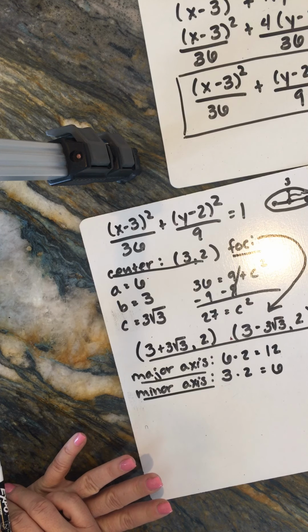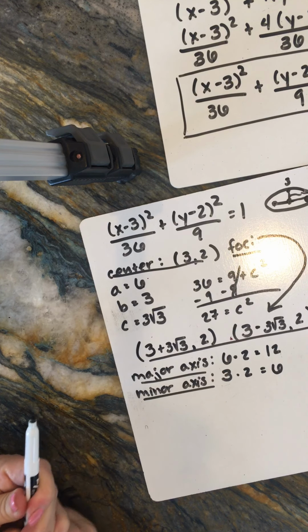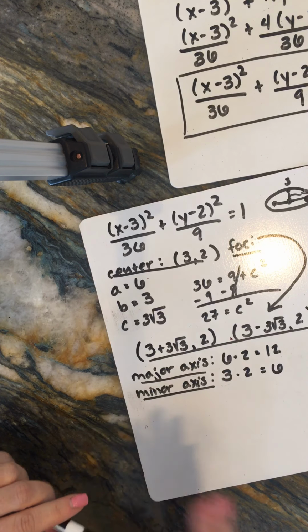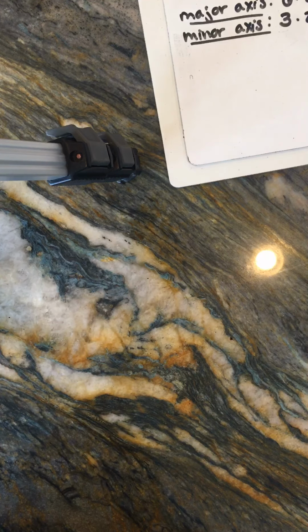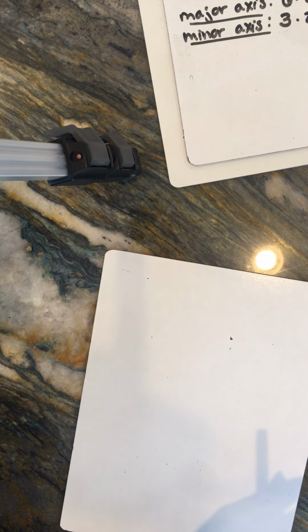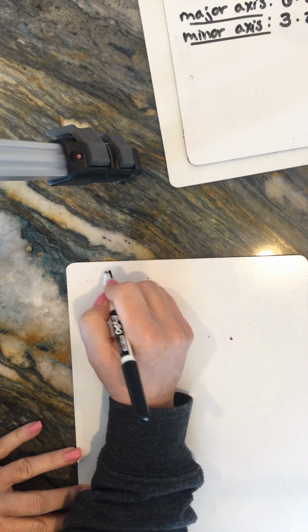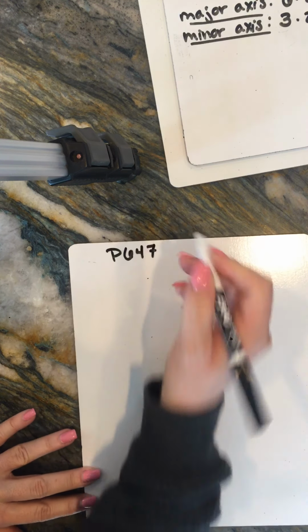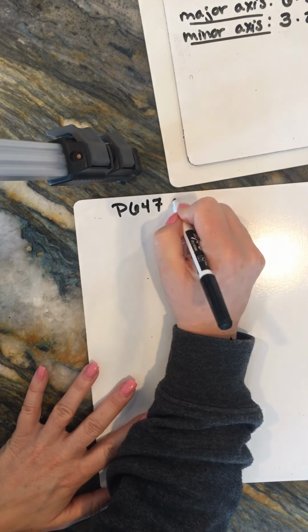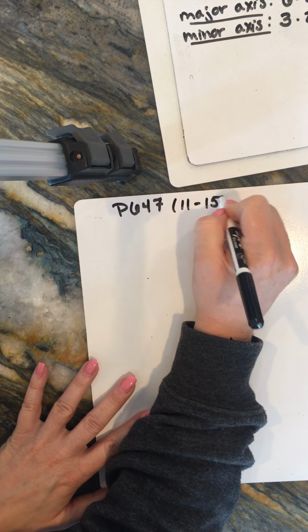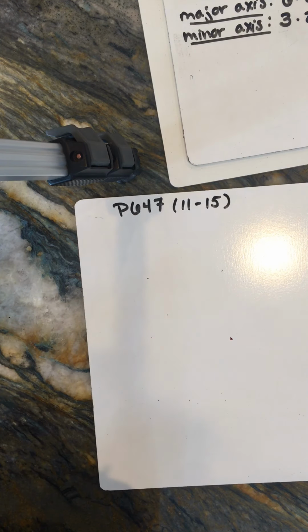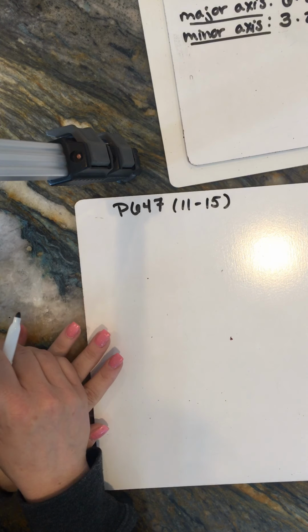All right, I hope you find the rest of this section easy. And then I would encourage you to look at the mid-chapter review or the mid-chapter quiz in preparation for our little quiz that will be on Friday. So let's take a look at page 647. And I would like to focus in on just problems 11 through 15. I think that's plenty of practice. It's not a long quiz. It's just a couple questions about circles and parabolas.